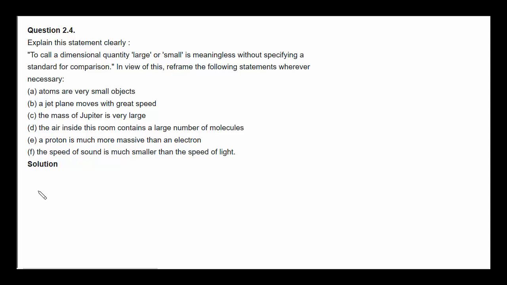Let's begin with a question. In the first part of the question, we have to explain the statement correctly. The statement is: to call a dimensional quantity large or small is meaningless without specifying a standard for comparison. Now, the given statement is correct because measurement is basically a comparison process. But without specifying a standard for comparison, it is not possible to get an exact idea about the magnitude of the dimensional quantity.